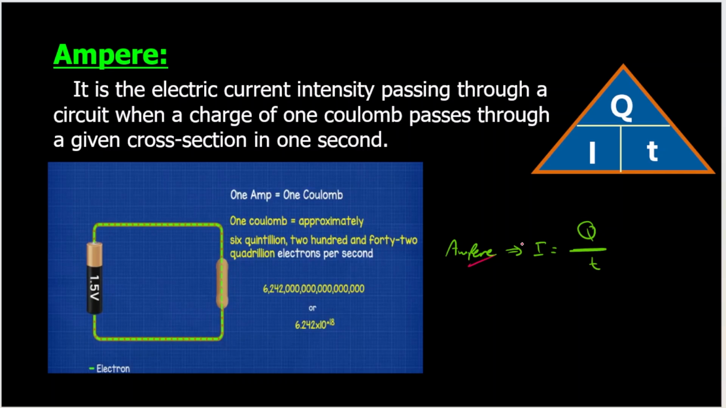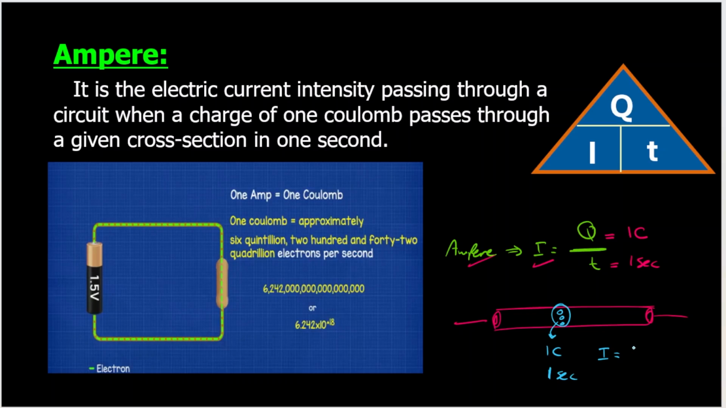So what's meant by ampere? It is the electric current intensity when a quantity of charge of 1 coulomb passes through a conductor in 1 second. What does it mean? If you have a wire and the quantity of charge which is passing through this conductor is 1 coulomb in 1 second, then in this case the current intensity is equal to 1 ampere.